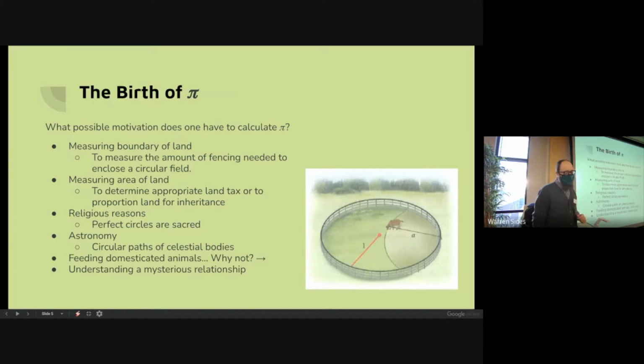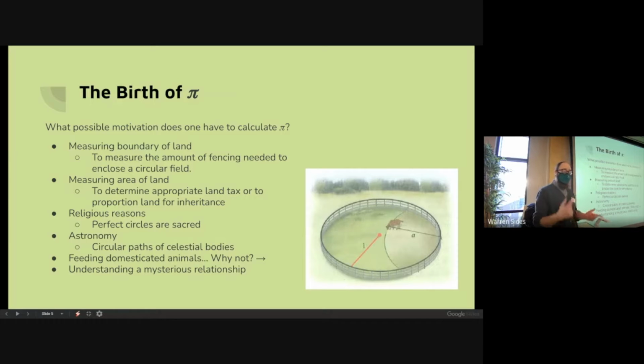I love this example, feeding domesticated animals. It's not quite as old as I would like it to be, but there's a grazing problem. If you have a goat in a circular field, how long do you have to make the rope so they eat a certain amount of the field? Because you're trying to make sure they don't eat the whole thing. There's my fun picture of that.